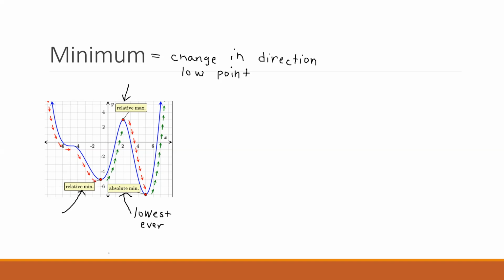So the lowest output for this function ever is right here at this red point. And so when we have minimums, and true with maximums as well, we can talk about whether they are relative, meaning they're a low point in their area compared to the others, or an absolute minimum, lowest ever. So let's talk about those maximums as well.